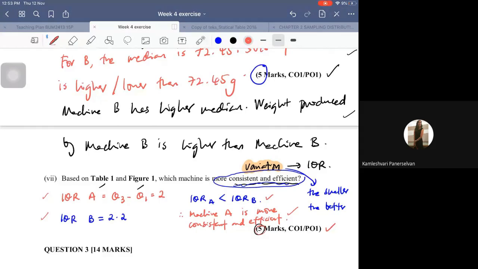It's a simple calculation, but trust me, students usually skip this. They would simply state that machine A is more consistent and efficient. You have to give me a reason. Why do you say that? How could I give you 5 marks with just the statement by itself with no proof? So be careful when you answer the question. Have a look at the marks allocation. How many marks are given?